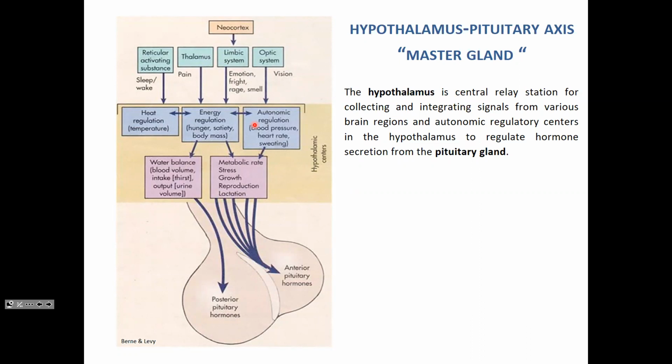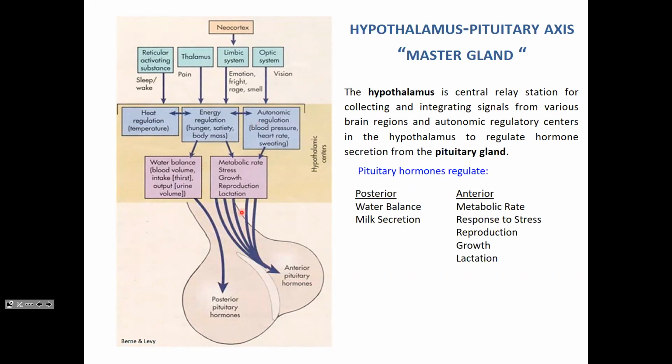It's going to integrate all those responses, and then it's going to send input into the pituitary gland to have it synthesize hormones which are going to regulate homeostasis. Right? So in the pituitary gland, we have many different hormones. We have both the posterior pituitary and anterior pituitary. Here are the proteins and the functions it's going to work on.